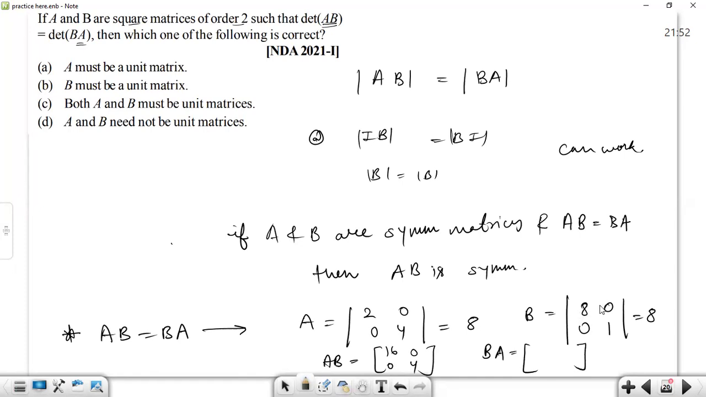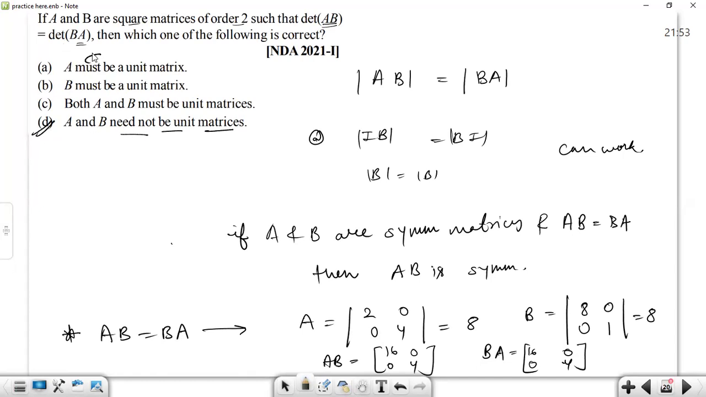Let's now find out BA. BA is 8 into 2, that is 16 plus 0, 16. 8 into 0 plus 0 into 4, 0. Now 0 into 2 plus 1 into 0, that is 0. Now 0 into 0 plus 1 into 4, that is 4. Now here we can see AB is equal to BA, whereas A and B, both of them are diagonal matrices, but they are not unit matrices. So A and B need not always be unit matrices.